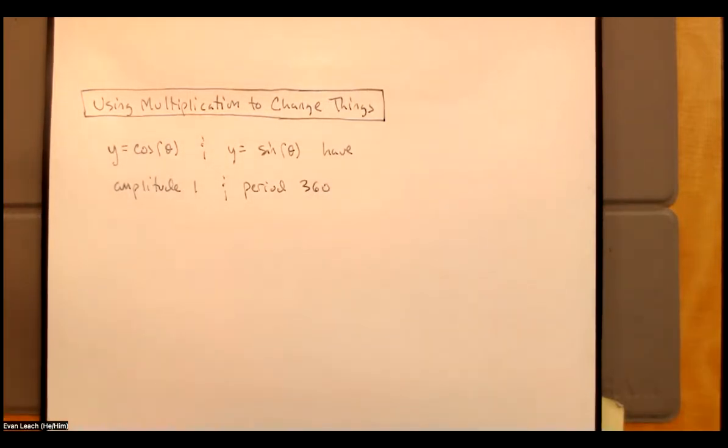So cosine theta and sine theta have amplitude of 1 and a period of 360. I want to start making alterations because that's too limited, right? We can't just always have everything with an amplitude of 1 and a period of 360.